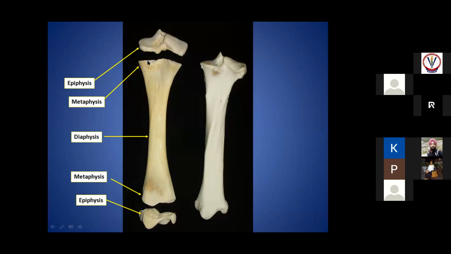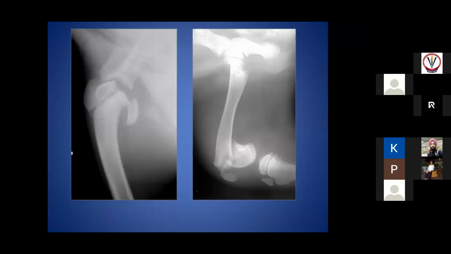If it is proximal, it is proximal epiphysis, proximal metaphysis. If it is distal, it is distal epiphysis and distal metaphysis. So this is based upon the location of the fracture in a particular bone. Now we can see a few examples of this. You can see here, this is an epiphyseal fracture. This is the head of a humerus, where exactly the epiphyseal plate has separated.